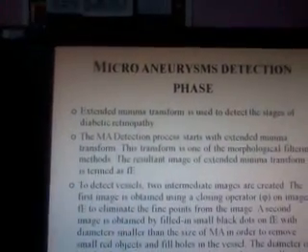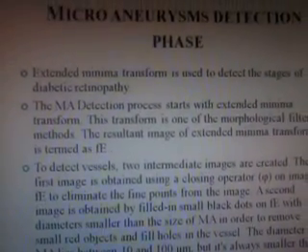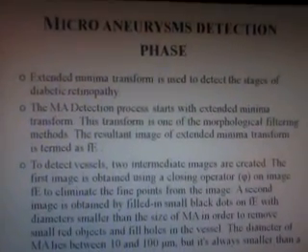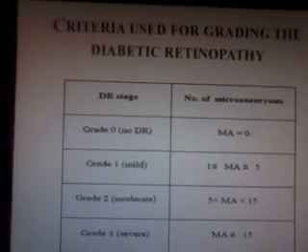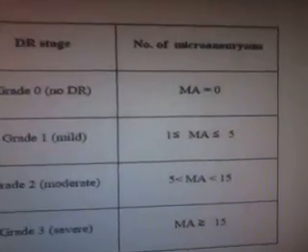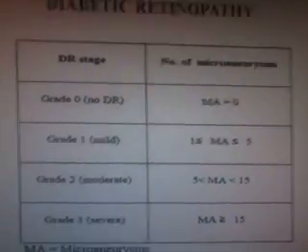Then finally the microaneurysm detection phase. Here we are making use of the extended minima transform. With this method we are finding out the stages of the diabetic retinopathy. Depending on the number of microaneurysms present, the stage can be identified, whether it is mild, moderate or severe.